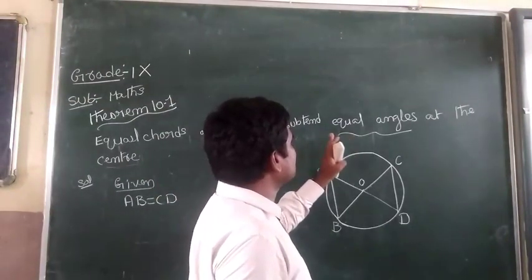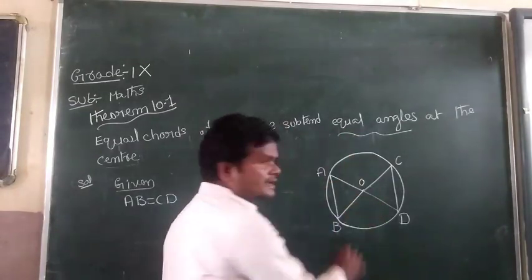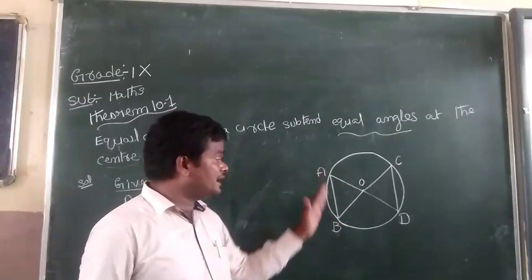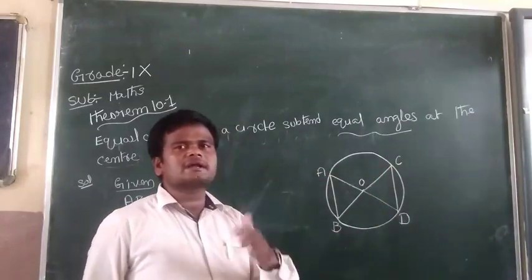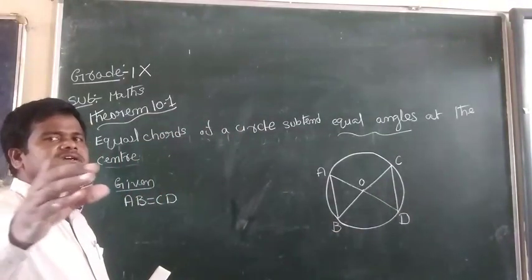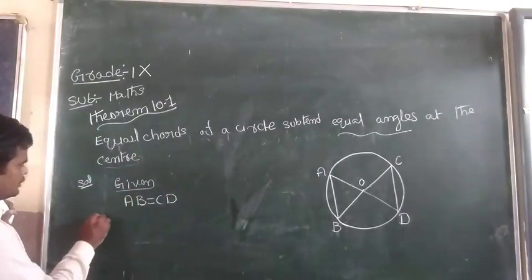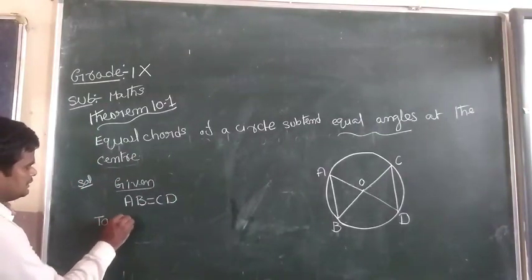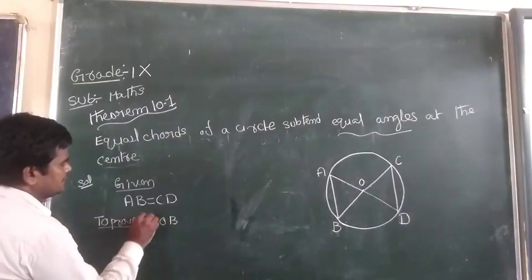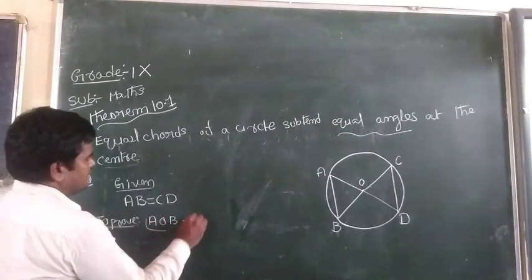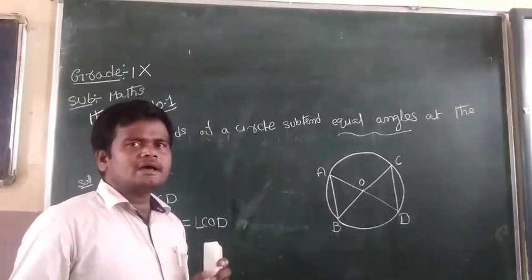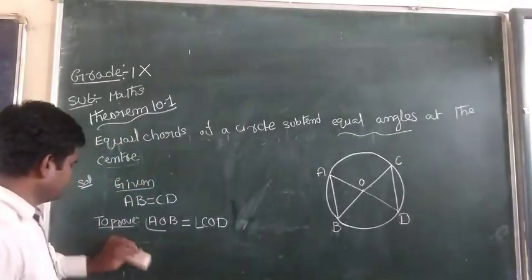The subtended angles by the chords are equal. What are the subtended angles here? Angle AOB is the subtended angle of chord AB. Angle COD is the subtended angle of chord CD. To prove these two subtended angles are equal, to prove angle AOB is equal to angle COD. Proof.